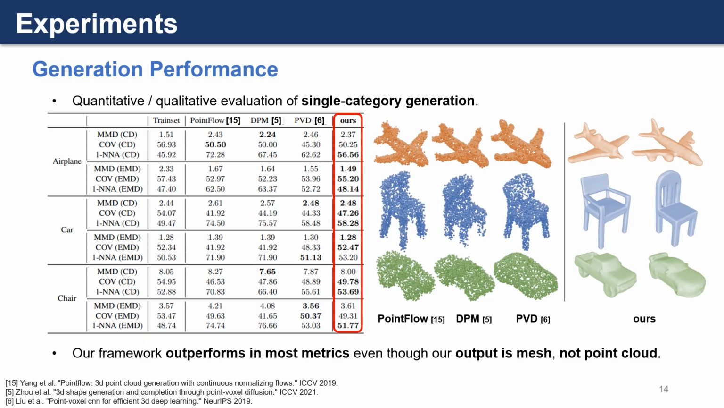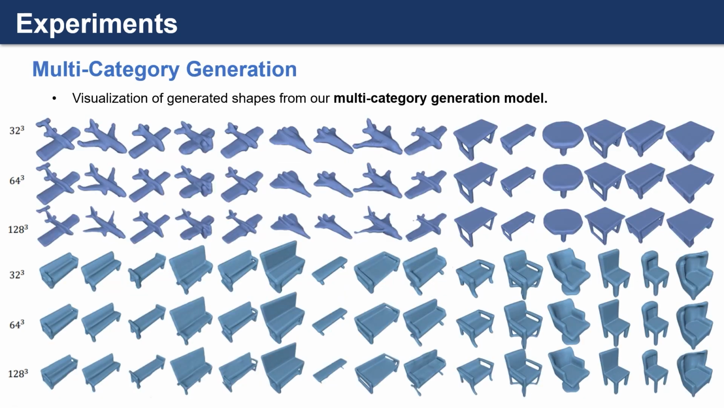This is quantitative and qualitative evaluations of single category generation. We measure generation performance by comparing distributional similarity between generated and real data. As mentioned earlier, generating mesh is much more difficult problem than point cloud. As you can see in the figure, even though output of our framework is mesh, our work outperforms in most of metrics. This is visualizations of generated 3D shapes from our method. We arranged the generated 3D shapes in order of resolutions. Our method can generate various and plausible 3D shape in the form of meshes instead of point cloud.